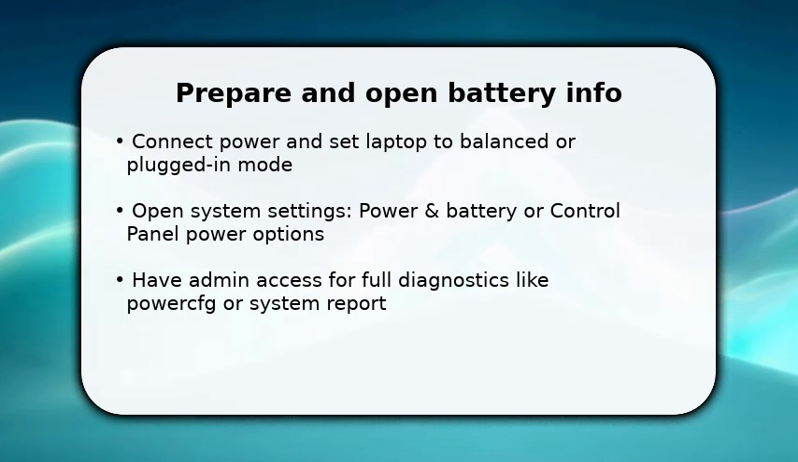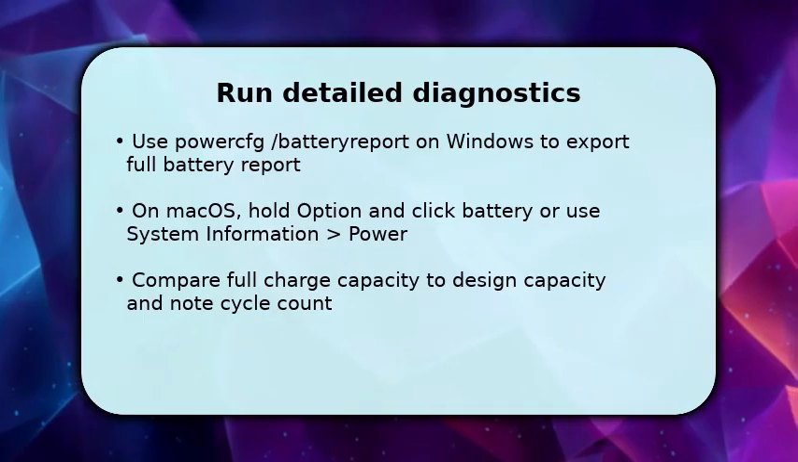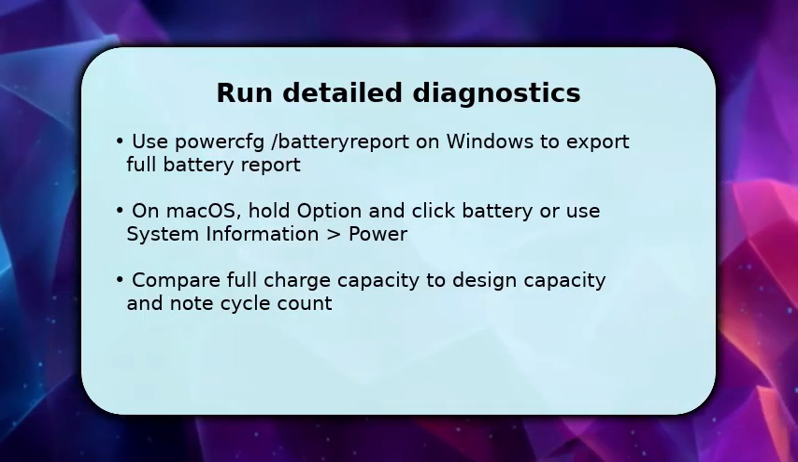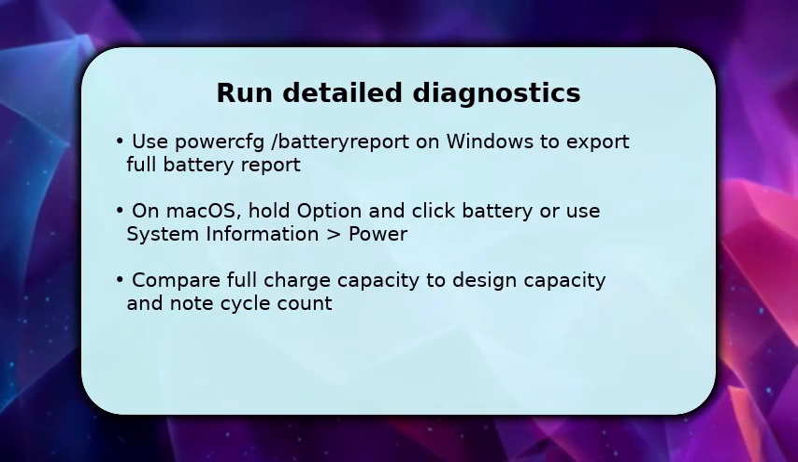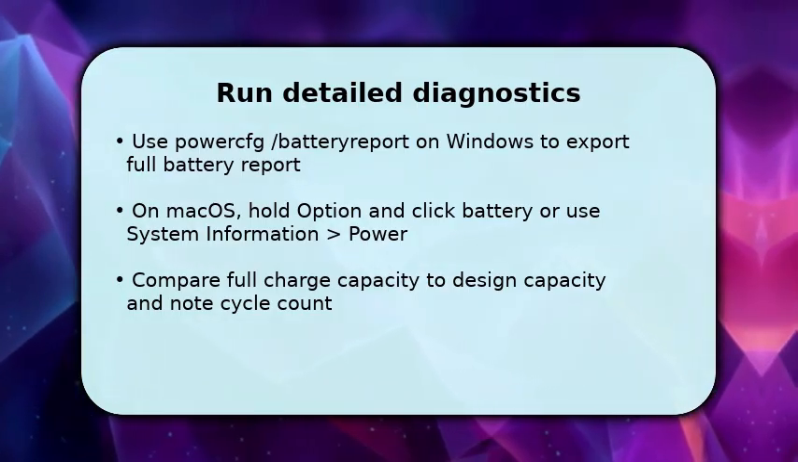Now run the platform-specific diagnostic. On Windows, open an elevated command prompt and run powercfg /batteryreport to generate a detailed HTML file. On macOS, open System Information and check Power, or option-click the battery icon for quick stats.